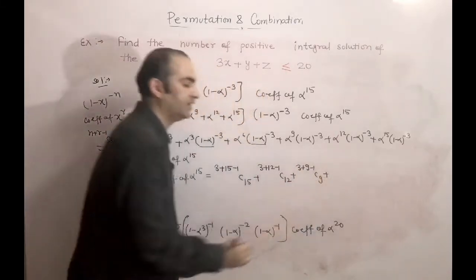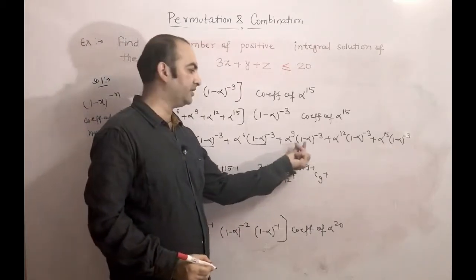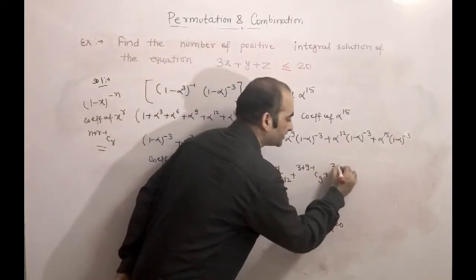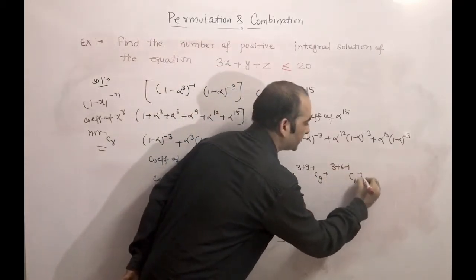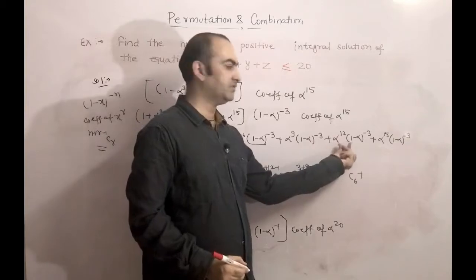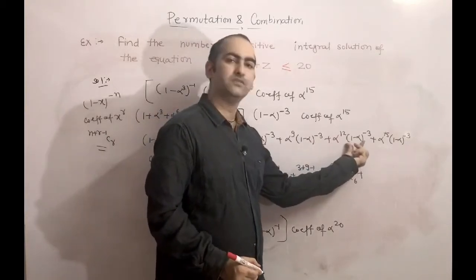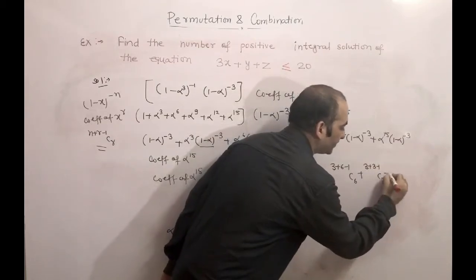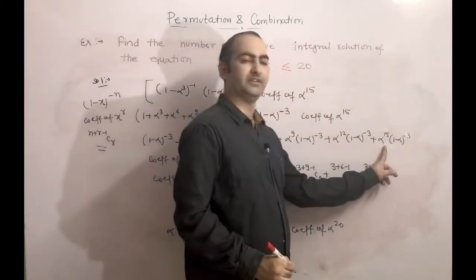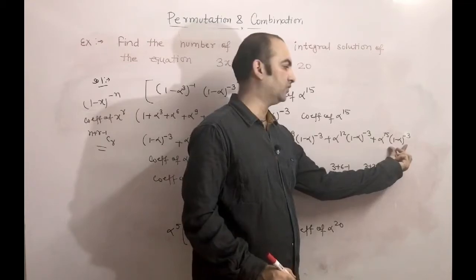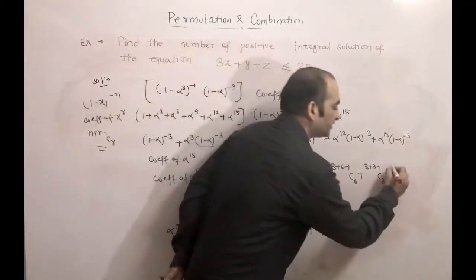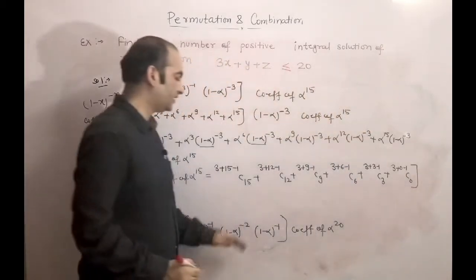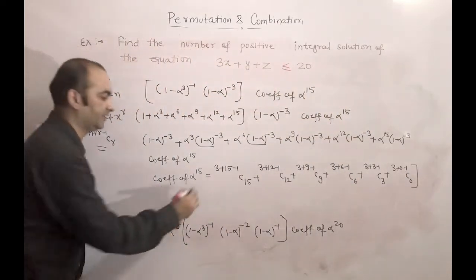plus. Here we have alpha power 9, so from here we want alpha power 6, so r is 6: 3 plus 6 minus 1 C 6, plus here we have alpha power 12, so from here we want alpha power 3, so r is 3: 3 plus 3 minus 1 C 3, plus here we have alpha power 15. That means from here we want alpha power 0, so r is 0: 3 plus 0 minus 1 C 0. So this is nothing but the coefficient of alpha power 15.